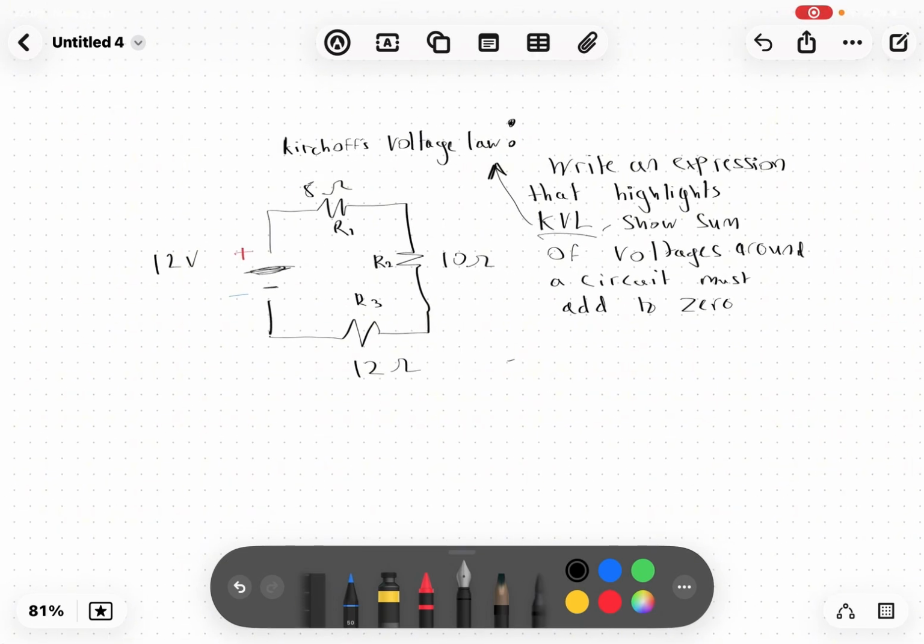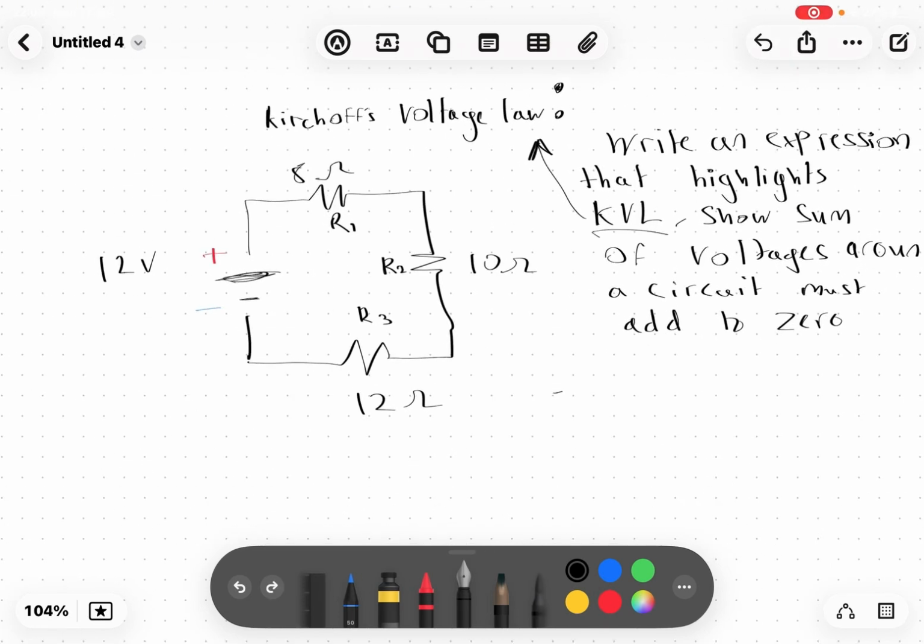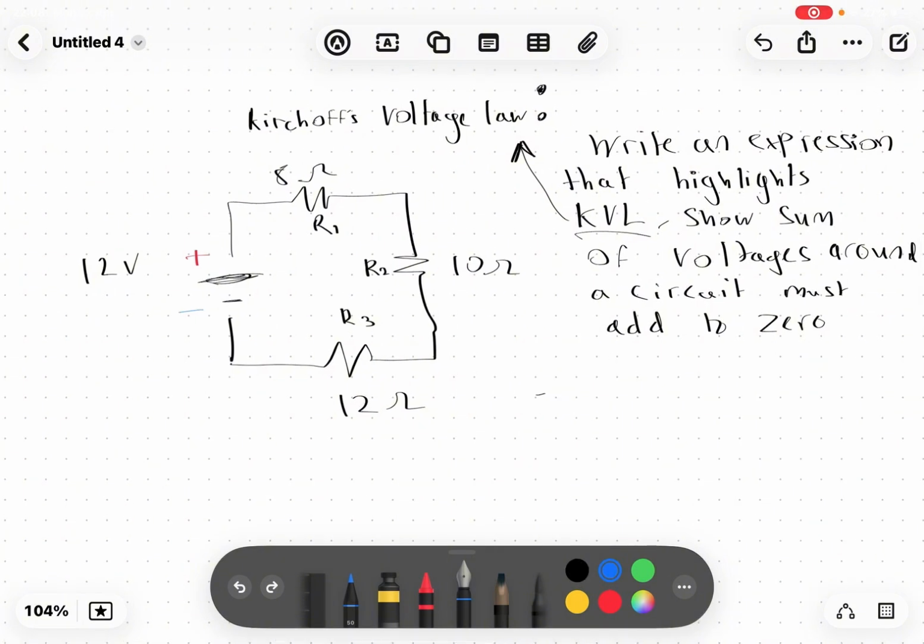So here we have an example, right? And we have to write an expression that highlights Kirchhoff's Voltage Law. This is the short version: the voltages around the circuit must add up to 0. So let's do it. Straight away, we have to find out the current, because we're not given it.